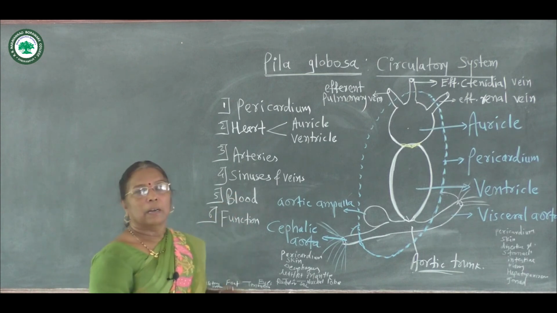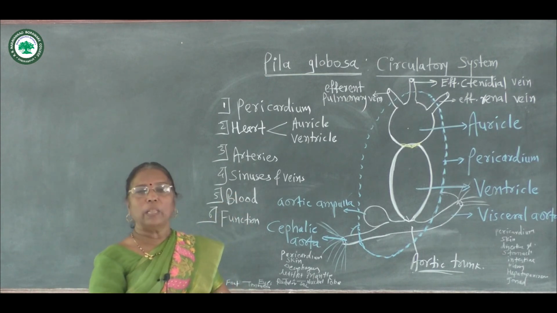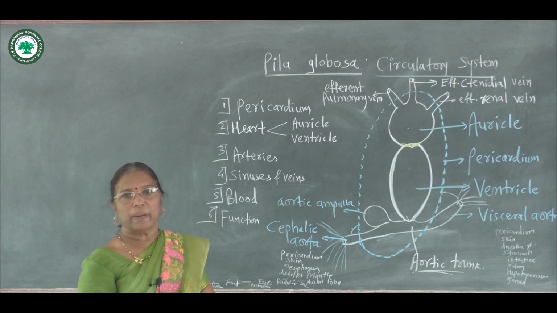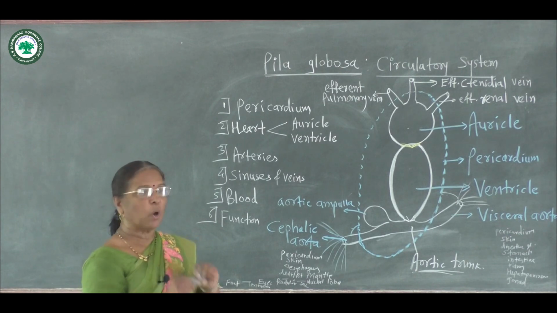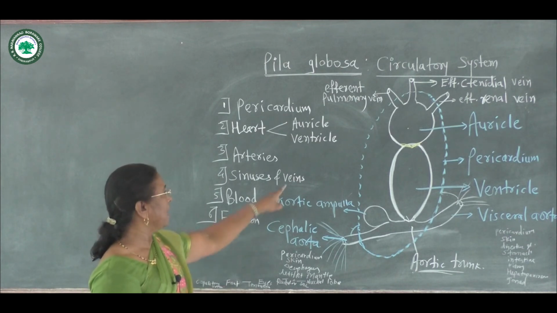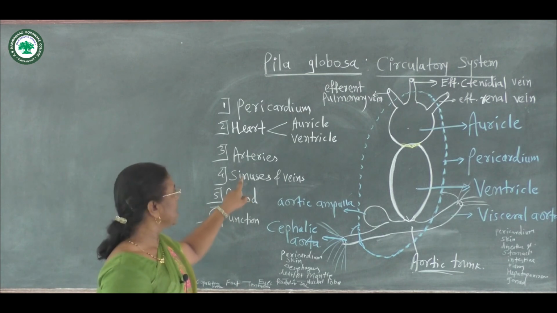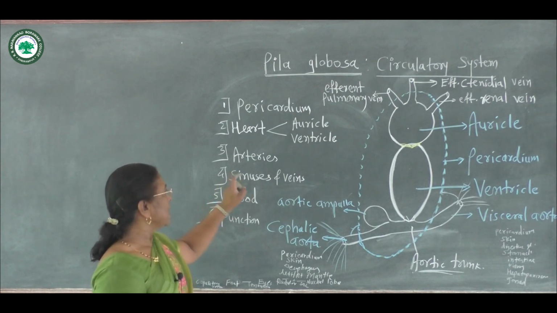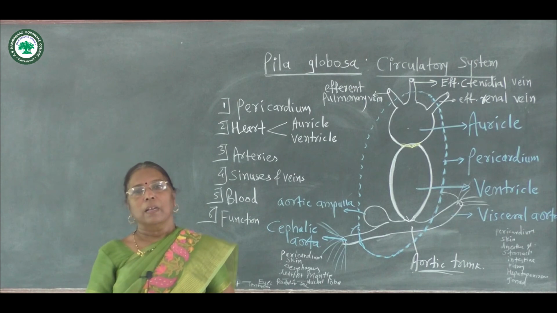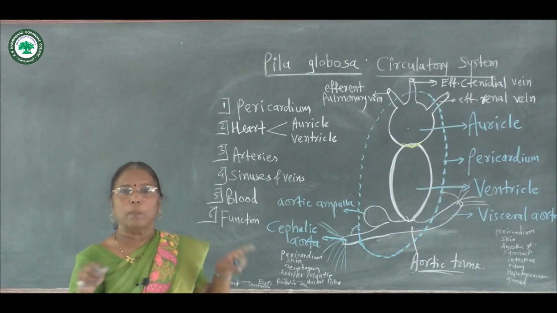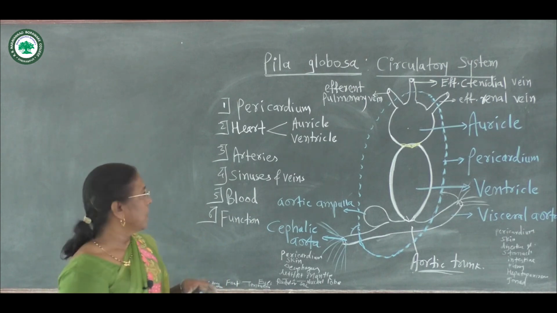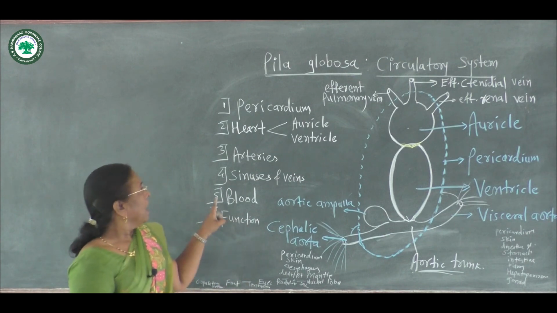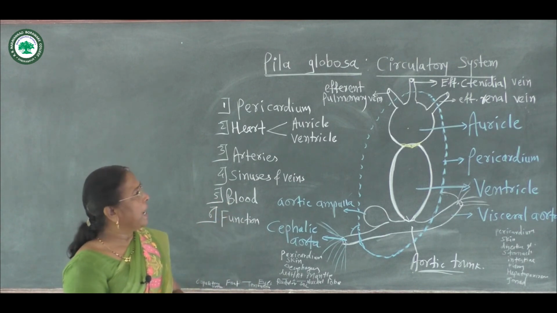From all the different parts of the body, deoxygenated blood is collected by different smaller veins and lacunae, and they pour their blood into these larger sinuses. Sinuses are nothing but larger spaces where blood is stored for some time. Then the fourth part is the blood.